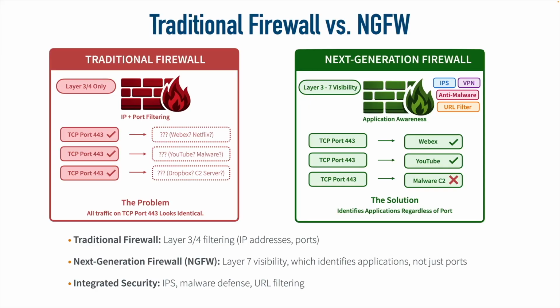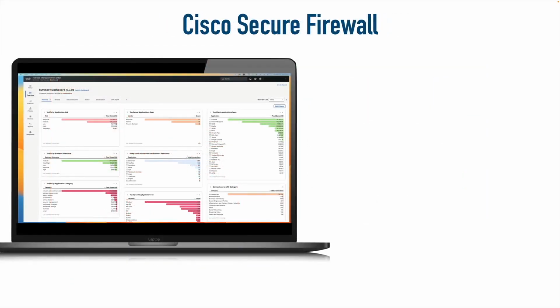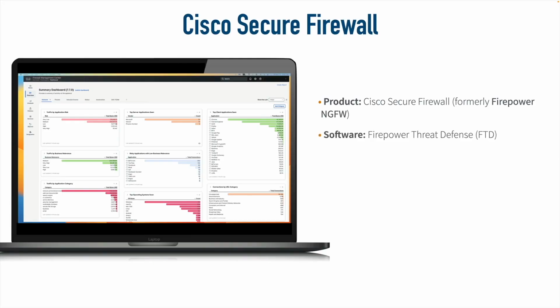And the new name that Cisco has for their firewall is the Cisco Secure Firewall. And this used to be called Firepower Next Generation Firewall, but now it's Cisco Secure Firewall. But even though the name has been changed from Firepower NGFW to Cisco Secure Firewall, that Firepower name still shows up because the software running on a modern Cisco Secure Firewall is called Firepower Threat Defense, or FTD.